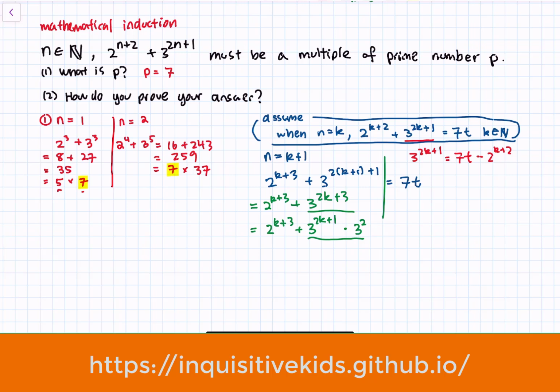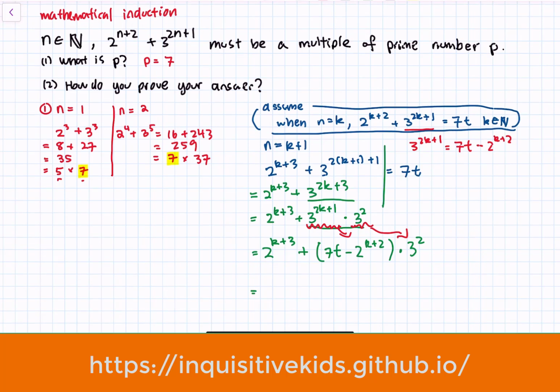We just move this 2 to the k plus 2 power to the right side of the equation. So then over here, we can rewrite it as 2 to the k plus 3 power plus 7t minus 2 to the k plus 2 power times 3 to the second power. Because look, this 3 to the second power came over here, and this 3 to the 2k plus 1 power, we rewrote it like this. Now we can use the distributive property.